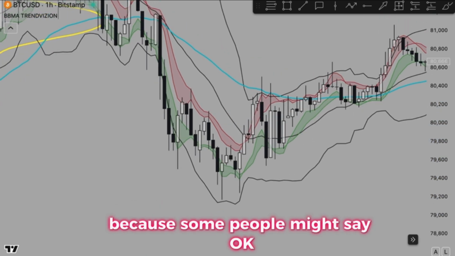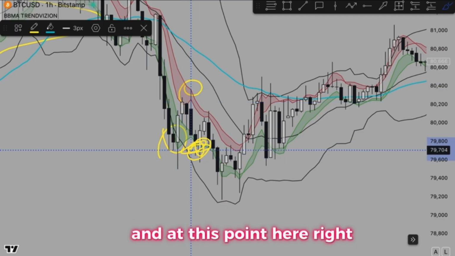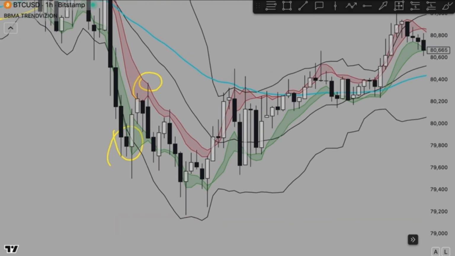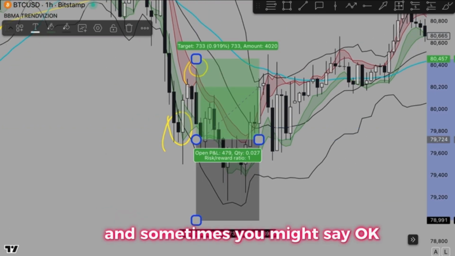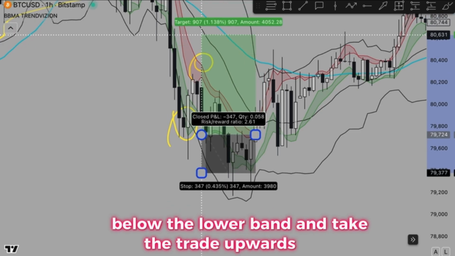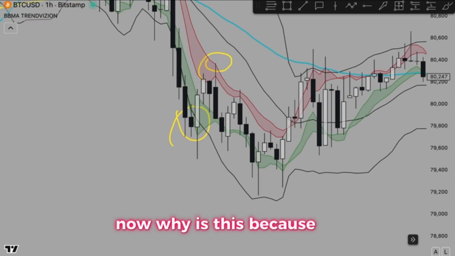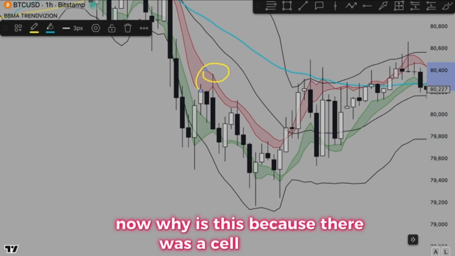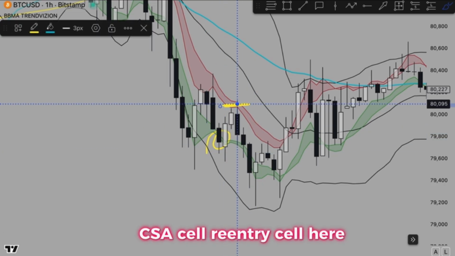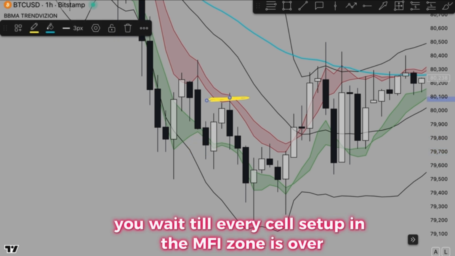Because some people might say, okay, we have the extreme, TP chip, and at this point here, right, people might say, oh, I see the MHV, so I'm gonna enter there. And sometimes you might say, okay, stop loss below the lower band and take the trade upwards, right? And then you get hit by SL. Now, why is this? Because there was a sell setup. Still, CSA sell, re-entry sell here. So basically you wait till every sell setup in the MHV zone is over.